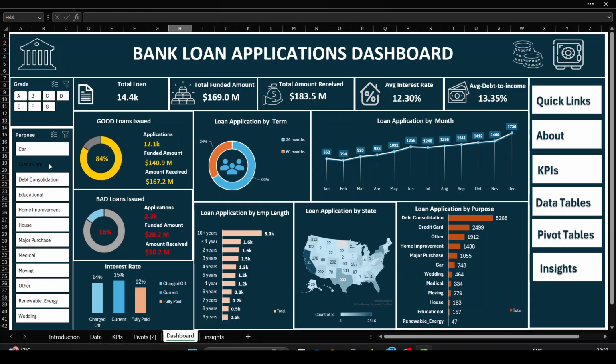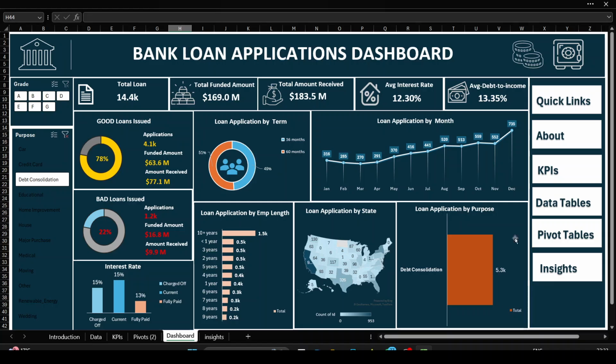Similarly, for the debt consolidation, if you see, 5.3 applications were passed, and 735 was the maximum number of applications passed in a single month. Here, the loan application by term is kind of opposite. Almost 51% of people prefer long duration of a loan, whereas 49% of people prefer short duration of loan.